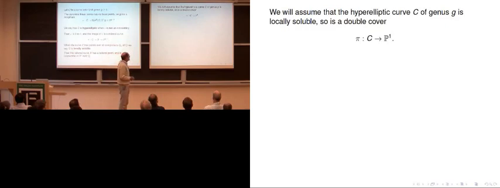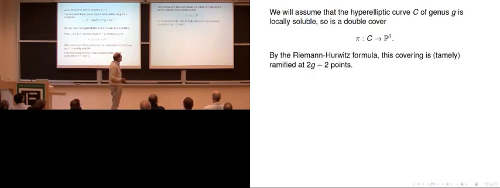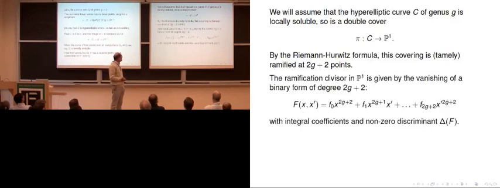Why? Well, to give the double cover, at least since we're not in characteristic 2, we're over the rational numbers, you have to write down what its ramification divisor is. And we know that the covering, by the Riemann-Hurwitz formula, is ramified at 2G plus 2 points to get a curve of genus G. And so the ramification divisor, which has 2G plus 2 distinct zeros on the projective line, is given by the vanishing of a binary form of degree 2G plus 2.